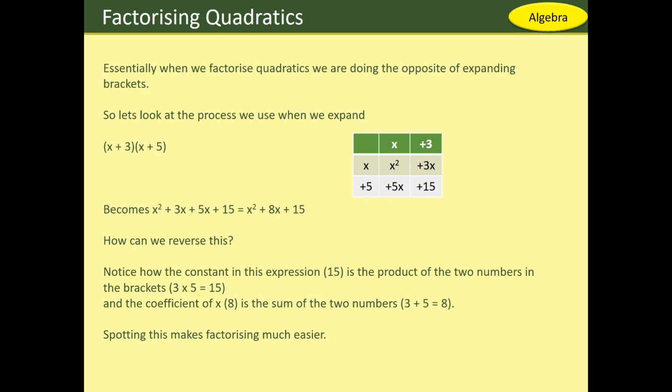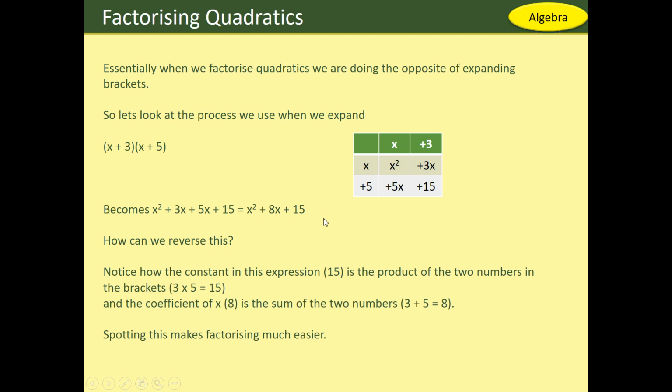Now, we've so far looked at factorising linear expressions, but when we factorise quadratics, we are doing the opposite of expanding brackets, much like when we factorise linear expressions. With linear expressions, when you expand the brackets, you're taking the brackets out and multiplying. With quadratic expressions, we're putting brackets back in. So the expression (x plus 3)(x plus 5) becomes x squared plus 3x plus 5x plus 15, which simplifies to x squared plus 8x plus 15.